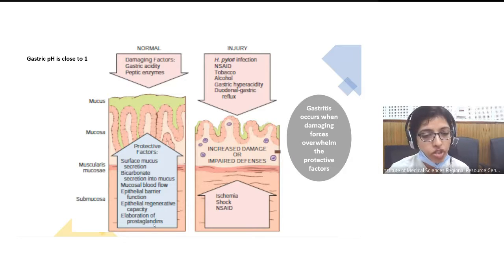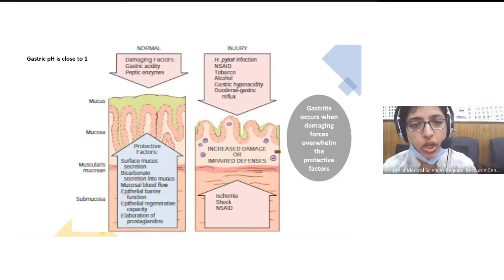Then the elaboration of prostaglandins. It is the prostaglandins which are primarily responsible for all of these protective factors. That is, they are responsible for mucus secretion, bicarbonate secretion. Then, by causing vasodilation, they ensure proper mucosal blood flow. They are also involved in epithelial restitution. So, prostaglandins play a very important role.